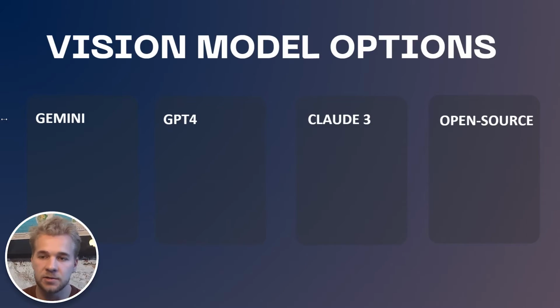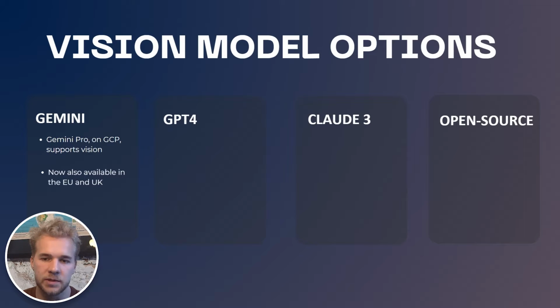Before getting into the hands-on part of this video, here's a high-level overview of the best options currently available in terms of vision models. First we have Gemini from Google, available on Google Cloud, which supports vision for both images and video. Although it took Google a while to make it available in the European and UK regions of Google Cloud, it is now available there since, I think, February this year. That's important, especially if you're an enterprise user and you care about where the model is hosted and therefore where your data is processed. So that's good to know.